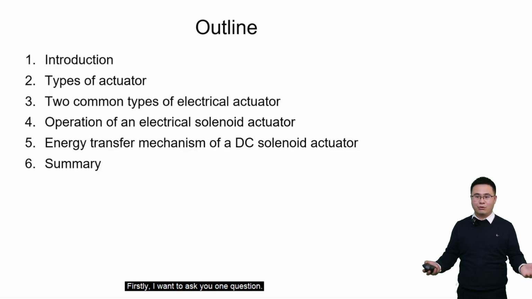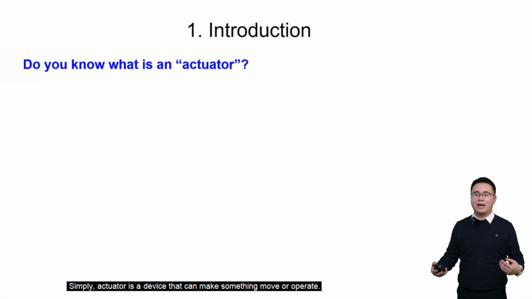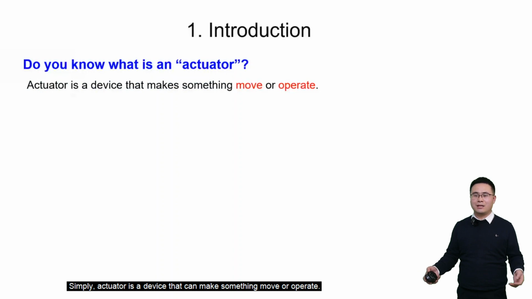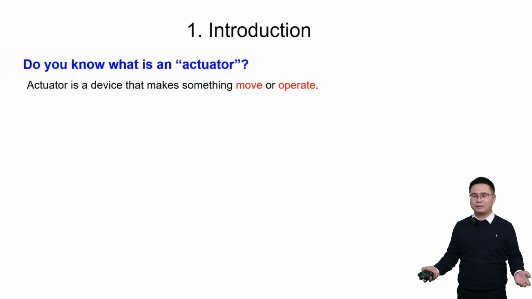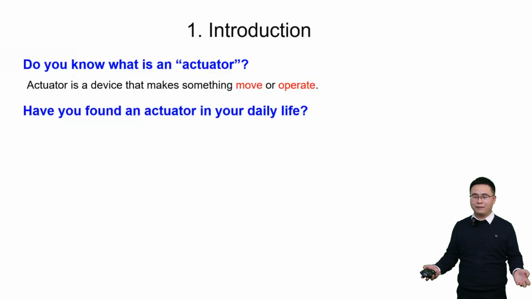Firstly, I want to ask you one question. Do you know what an actuator is? Simply, an actuator is a device that can make something move or operate. So according to this definition, have you found any actuator in our daily life?